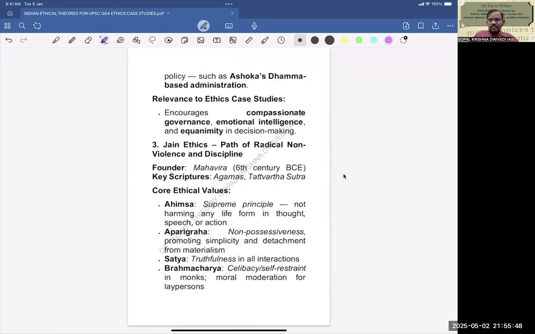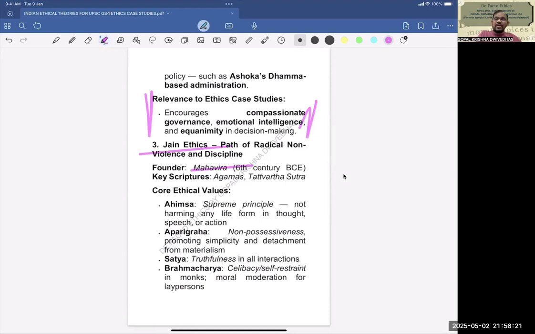Now, how is it relevant to Indian civil servants or civil servants in general? It encourages compassionate governance, emotional intelligence, and equanimity in decision making. So this is Buddhism. Now Jaina ethics, again a very important part, is the path of radical non-violence and discipline. This was founded by Mahavira, and the key scriptures are the Agamas and Tattvartha Sutra.